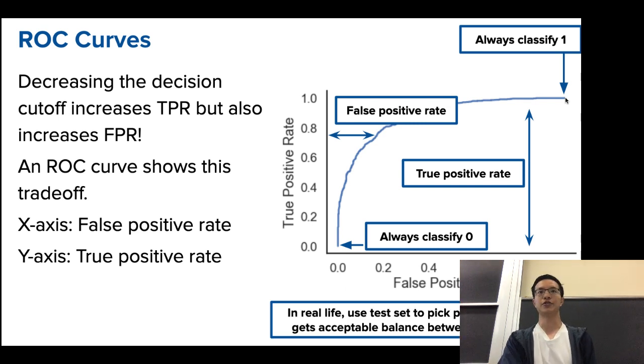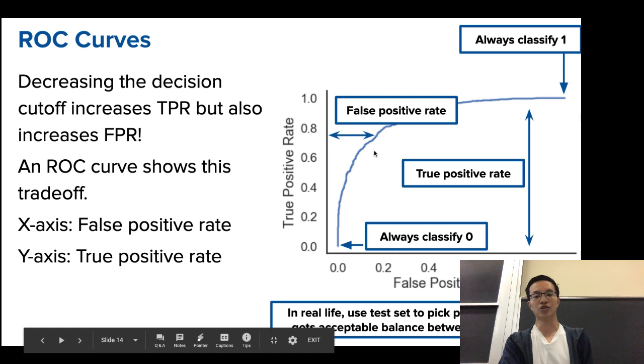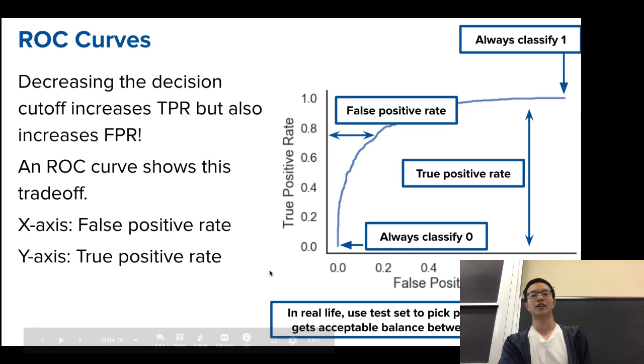In real life, what you'll do is you'll draw the ROC curve on your test set, and then you'll say, okay, what am I happy with? Am I happy with some number of false positives? If so, then I'll accept the fact that I can make some false positives if it lets me get some more true positives.